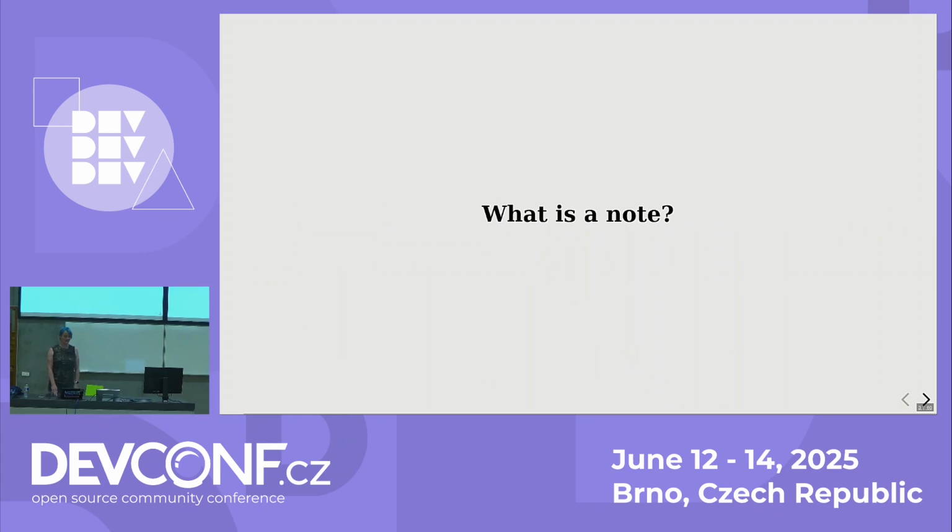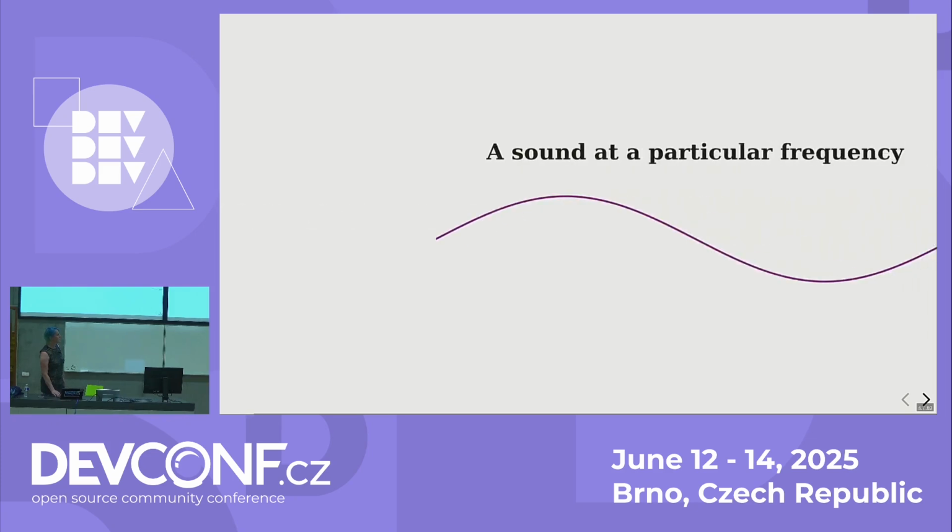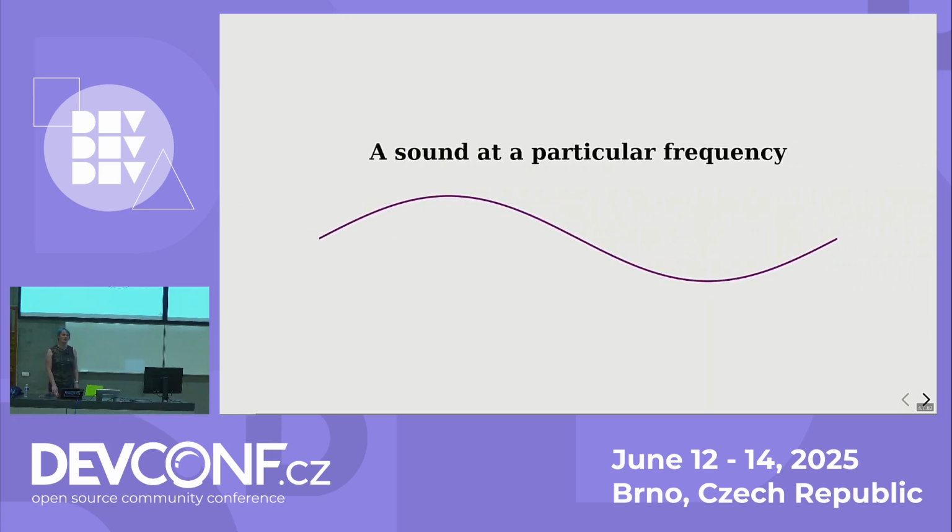What is a note? Of course, this is a sound, but it's a particular sound. It's a particular frequency of sound. And you can see here, it's a sine wave. This is the simplest sound, a very simple sound that you would hear. It would be a lot more interesting looking if it was an actual instrument.